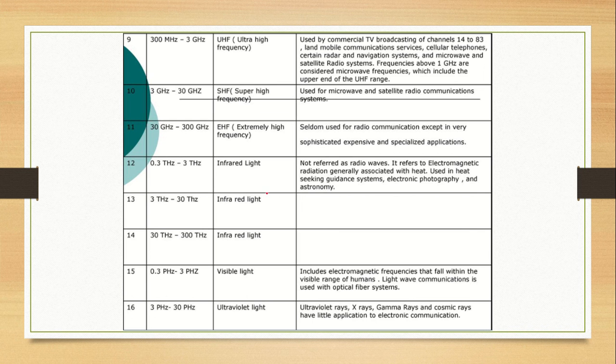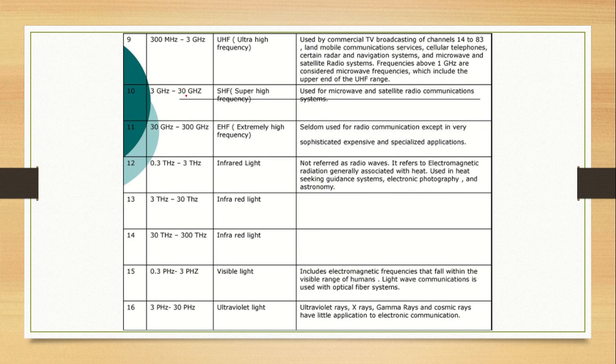Then 300 MHz to 3 GHz is ultra high frequency, used by commercial TV broadcasting of channels 14 to 83, land mobile communications services, cellular telephones, certain radar and navigation systems, and microwave and satellite radio systems. Frequencies above 1 GHz are considered microwave frequencies, which includes the upper part of the UHF, ultra high frequency range.